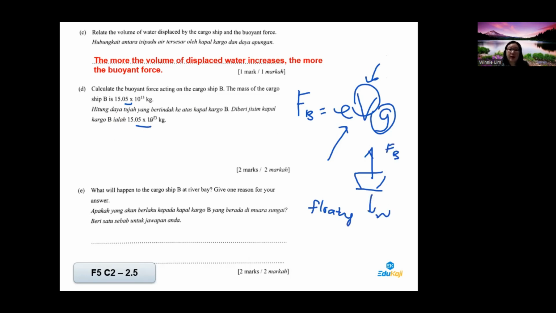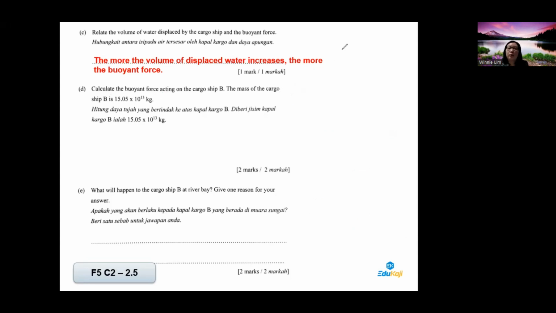So in this case, they are using the idea of weight. Can you calculate the weight? W equals mg. Can, because they give you the mass here. This is the reason. Because sometimes students say, I don't have this info, how do I get an answer? You need to link with another concept, where they are in equilibrium. Hence 15.05 times 10 power 13 times 9.81, you get 1.476 times 10 power 15 Newton. So in this question, we are using the idea that buoyant force equals the weight of the cargo ship.